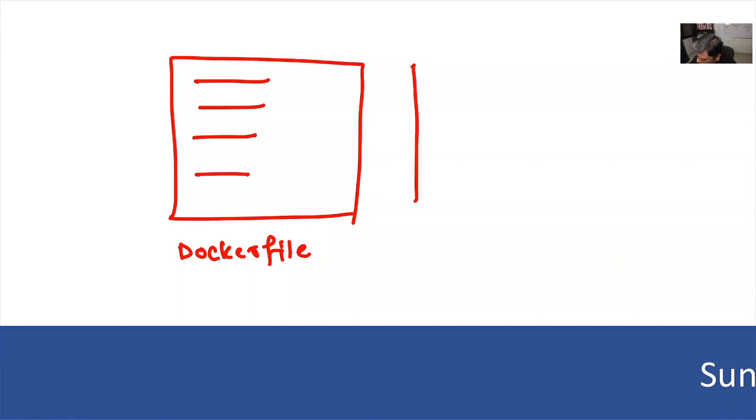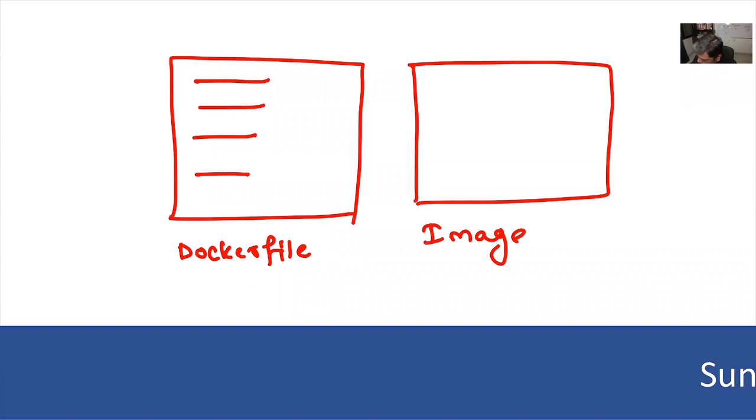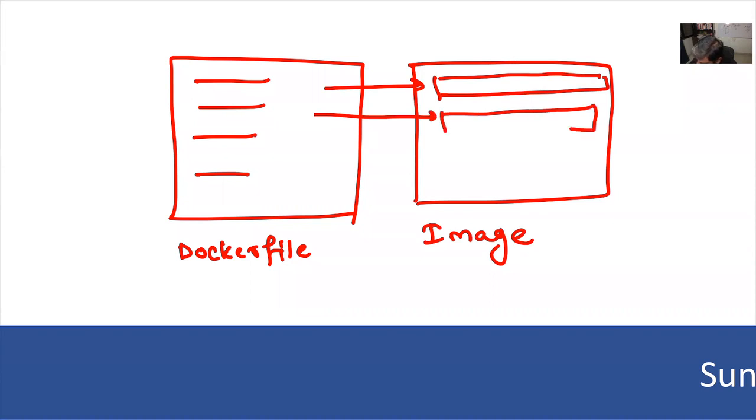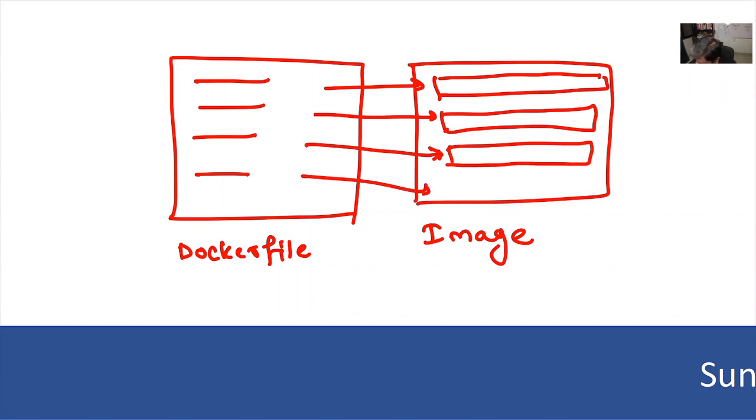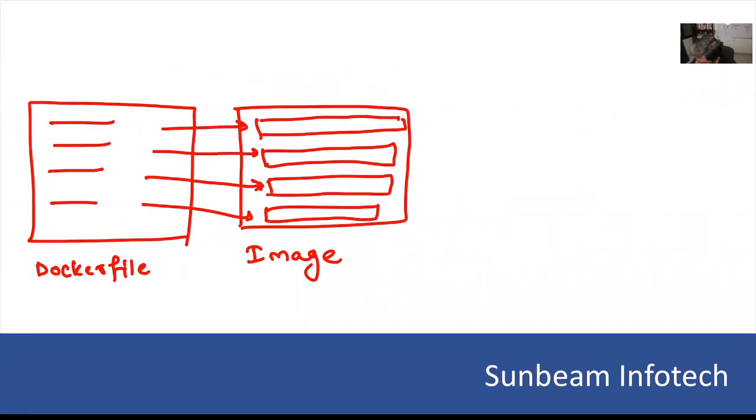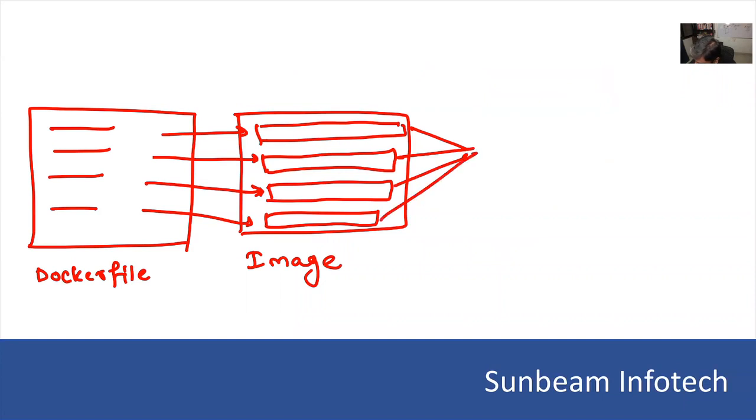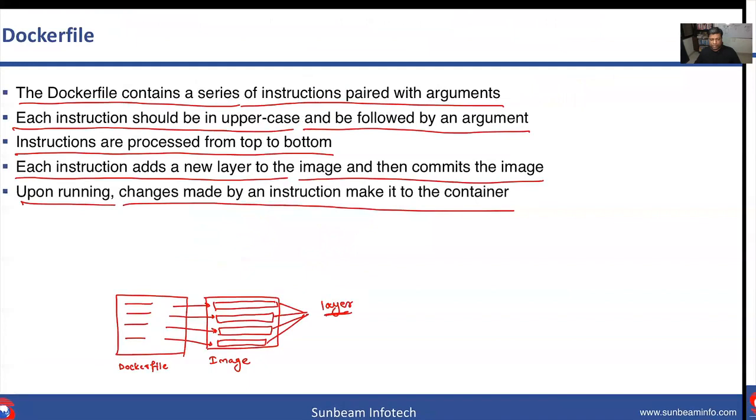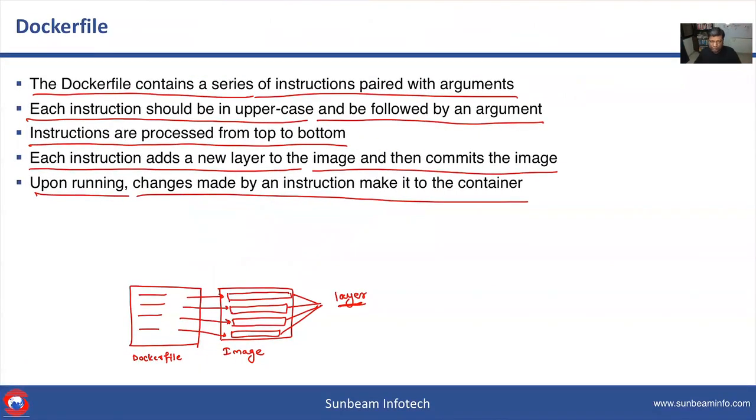When the image gets built, every instruction is going to create one layer inside your image. So this is going to be one layer, this is going to be another layer, this is going to be one more layer, and finally this is going to be one more layer. All of them are nothing but layers. Every instruction is going to create a layer. And basically, a container is nothing but image layers, and on top of that we create a writable layer.